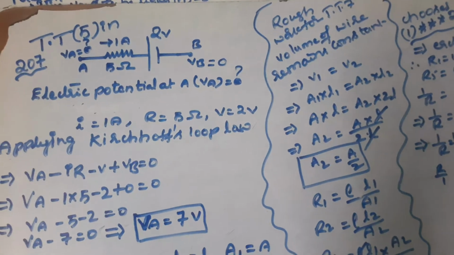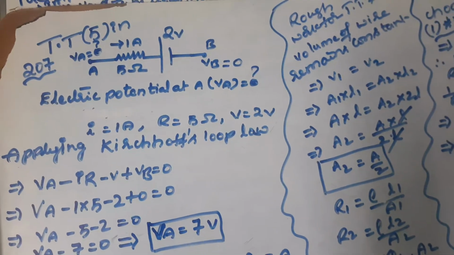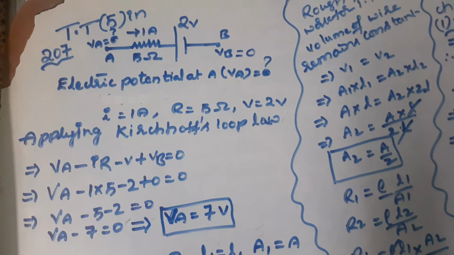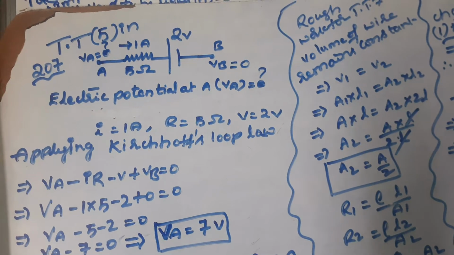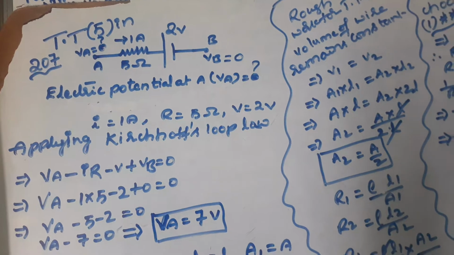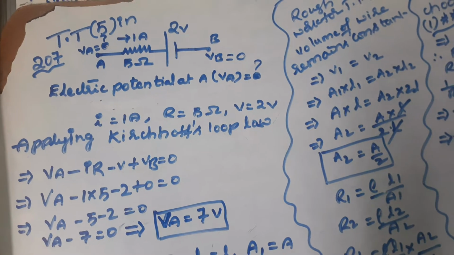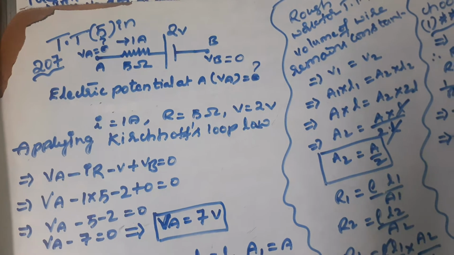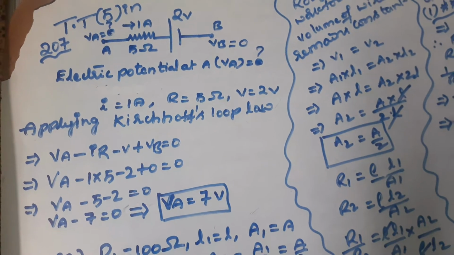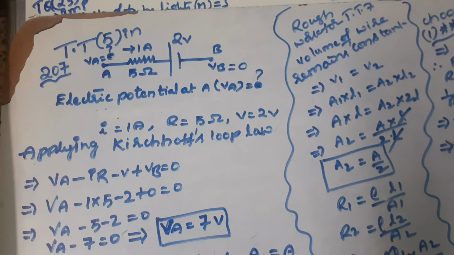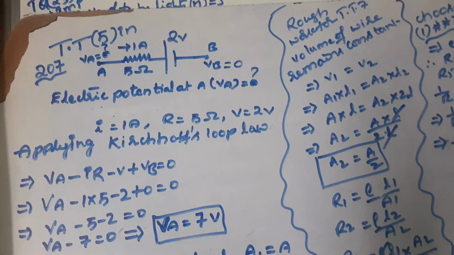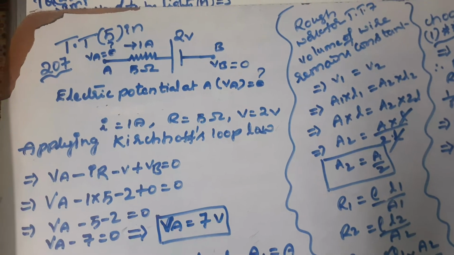So we want to calculate the electric potential at point A, that is VA is question mark. The current I is 1 ampere, resistance R is 5 ohms, and the potential difference of the cell is given as 2 volts. Applying Kirchhoff's law, VB is given in the problem as 0, students, that is the potential difference at B is given 0. At A, what is the potential difference?